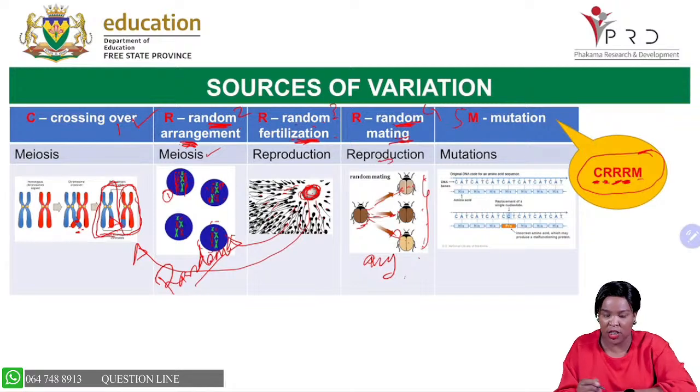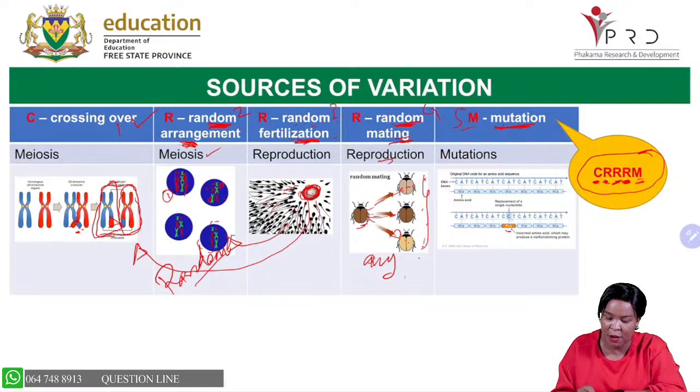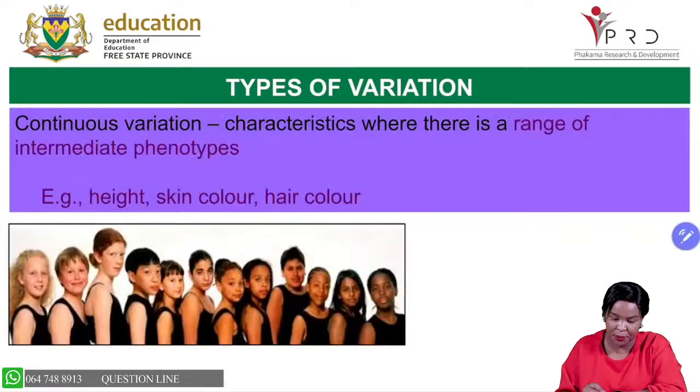So this one is reproduction. Then the last one, which is your M, remember you write CRRR, or C, 3 R's and then M. M stands for mutation. That is your last source of variation. During mutation, you know that nitrogenous bases can be replaced or they can be deleted. That brings about variation because it can form a different protein than the one that was supposed to be formed, and that will result in a various protein from the one that was supposed to be formed. Now, this also brings about variation. Please know your sources of variation.